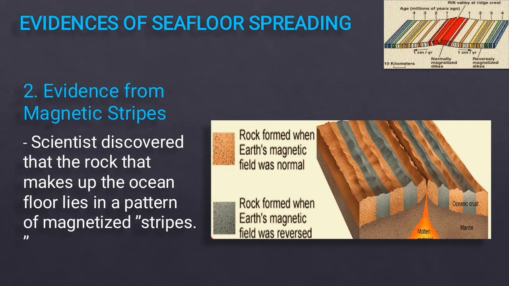Scientists were able to find parallel stripes on both sides of the mid-ocean ridge. Magnetic stripes are the result of the reversals of the Earth's field and seafloor spreading. New oceanic crust is magnetized as it forms, and then it moves away from the ridge in both directions.